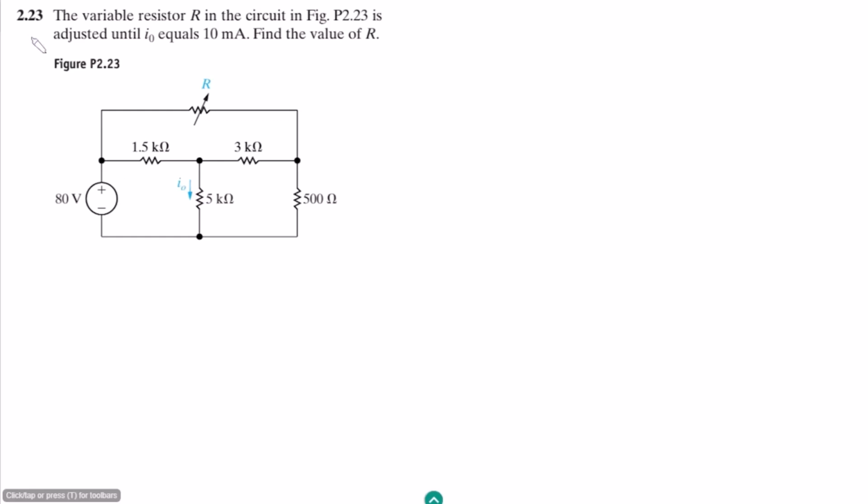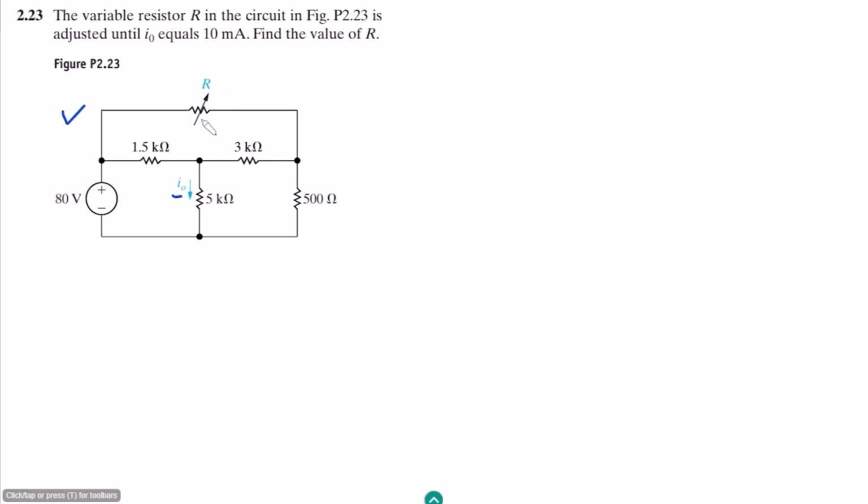So this is question 2.23 of the book Electric Circuits by Nilsson and Riedel, and the statement of this question is: the variable resistor R in this circuit in figure P2.23, this is the figure, is adjusted until I naught equals 10 amperes. This is I naught which is flowing through this 5 kilo ohm resistor. Find the value of R for which this current, when it is adjusted, is 10 milliamps. Okay, so we have to find this resistance.